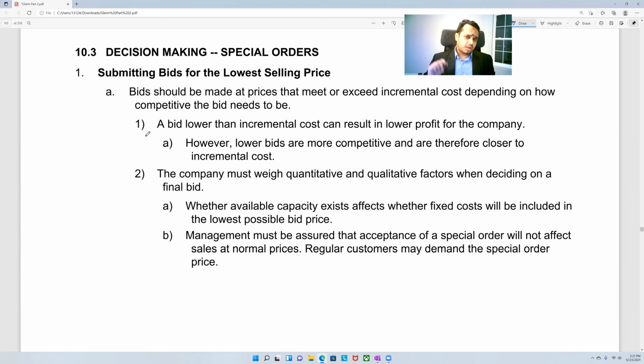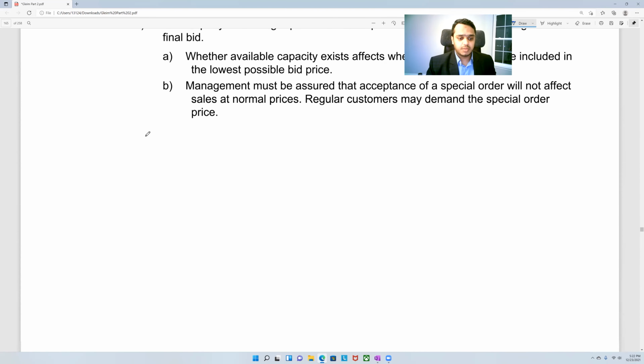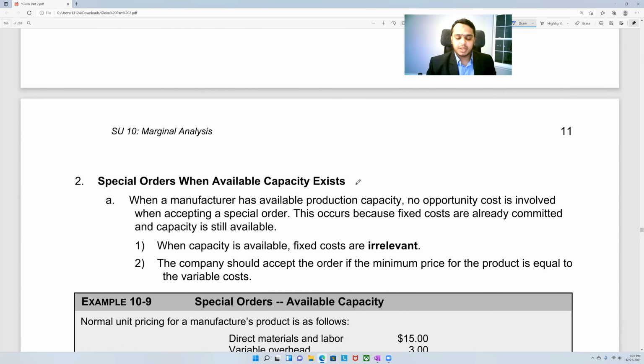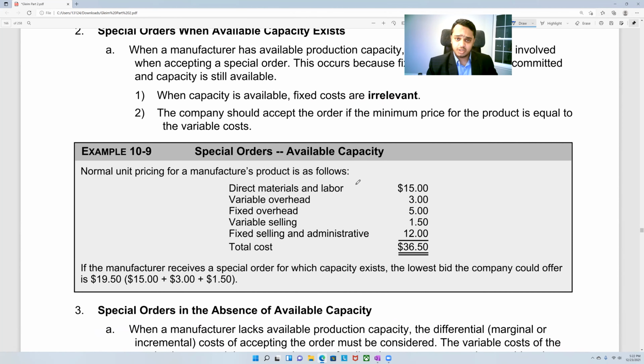But suppose I'm not having excess capacity, what should I do now? Should I accept that project or not? That's a concern which you have to consider in decision making of these special orders. Special orders, one time, two time, this order is going to come in. Whether you should take it or not is a concern. When available capacity exists, then fixed cost and other stuff are irrelevant. Just go ahead, take that special order unless you are covering your variable cost, if you are having excess capacity.